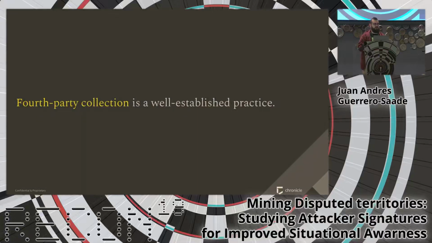Fourth-party collection is also a pretty well-established practice. Does anybody know what fourth-party collection is? Has heard it before? I see a few heads nodding, cool. Fourth-party collection is a very complicated dynamic within the space.